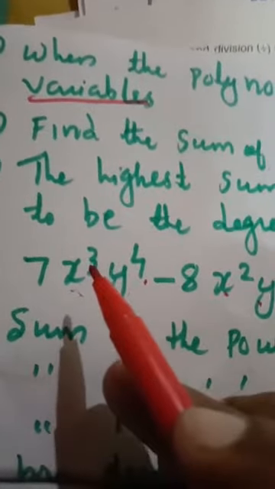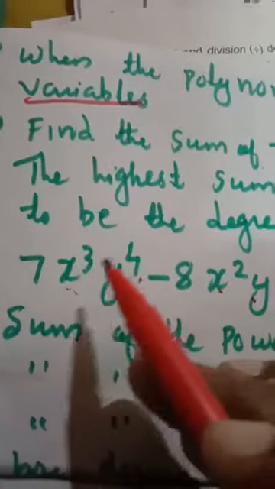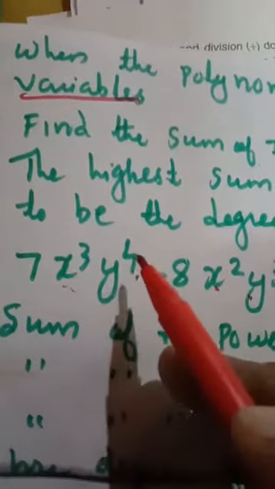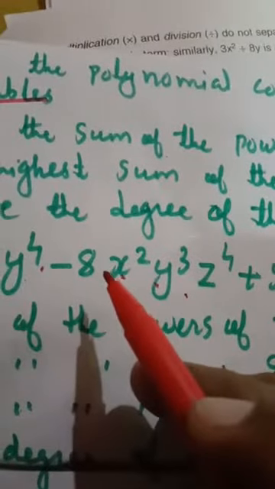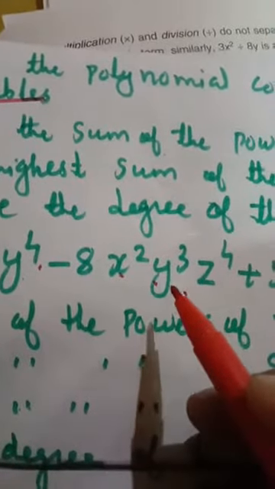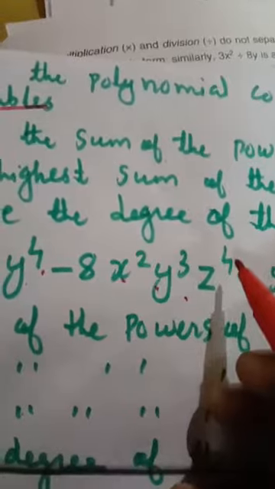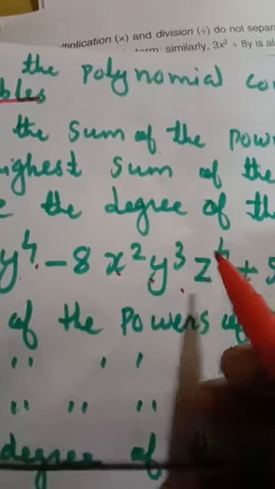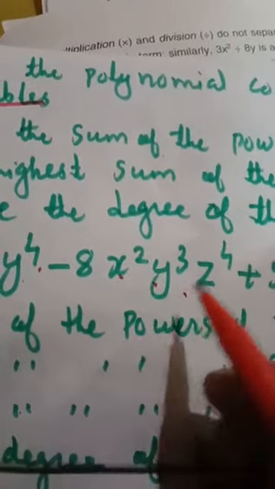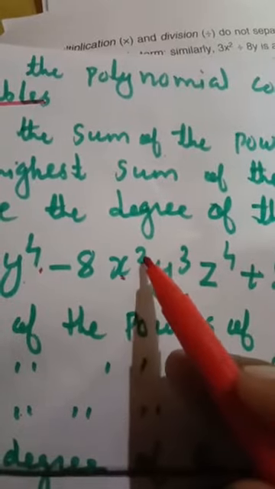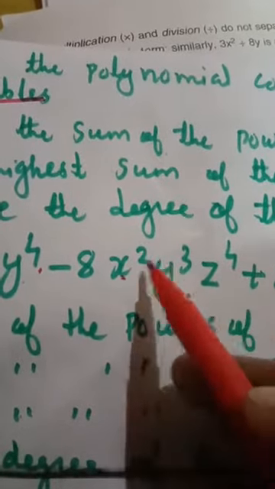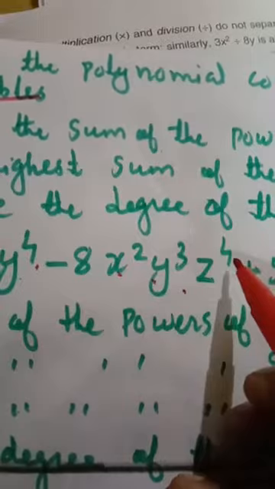Here add the powers of the variable. Here 3, here 4. So 3 plus 4, 7. And next, second term is 8x square y cube z raised to 4. Add the powers of the variable. Here the variables are x, y, z. Add its powers. 2 plus 3 plus 4. 2 plus 3, 5. 5 plus 4, 9.